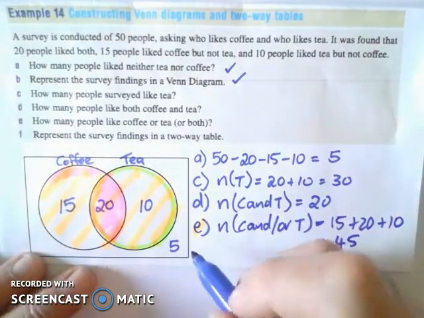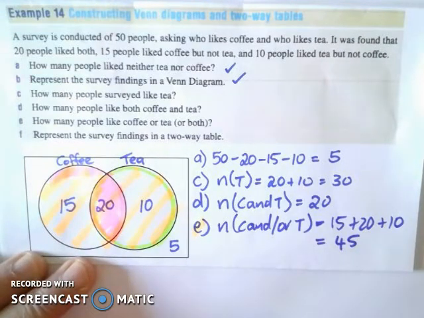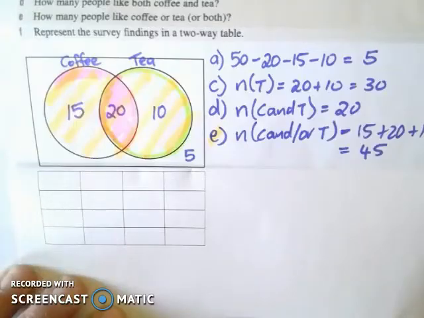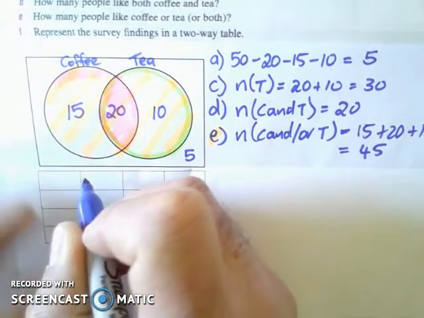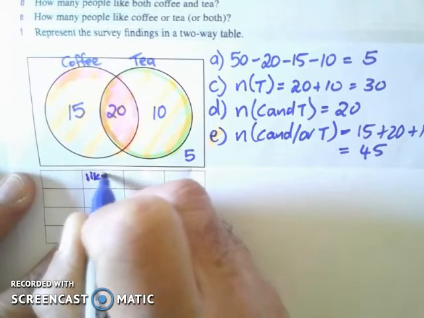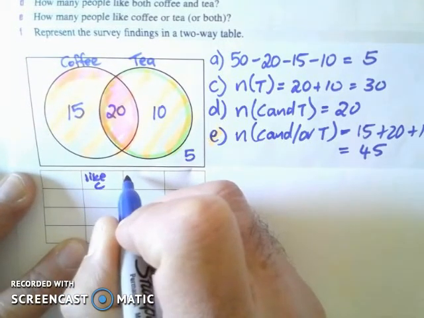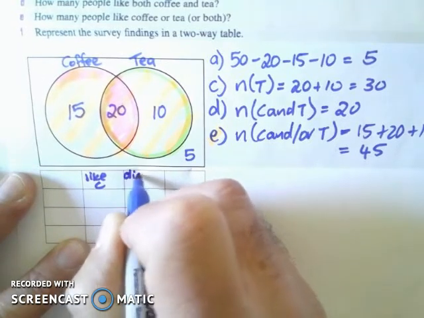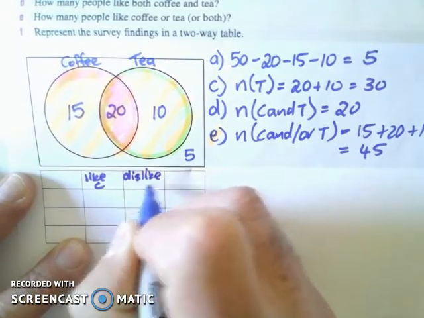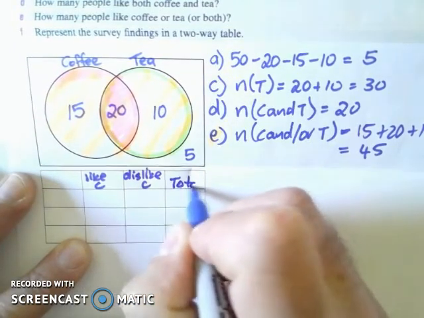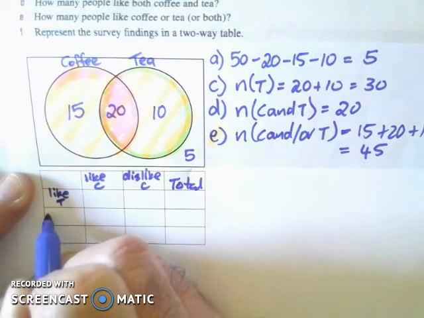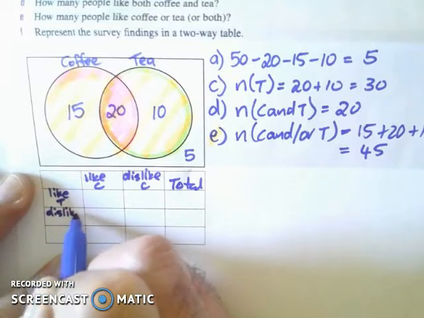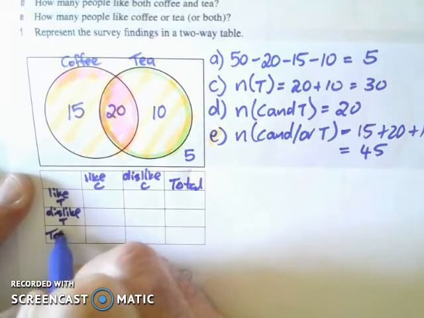The last one is F. Represent the survey findings in a two-way table. So I quickly drew the table, and I'm going to have coffee on the one side and tea on the other. So let's start off by saying this is like coffee and dislike coffee. This will be a total column. This is like tea and I dislike tea. I really do dislike tea, and this will be a total.